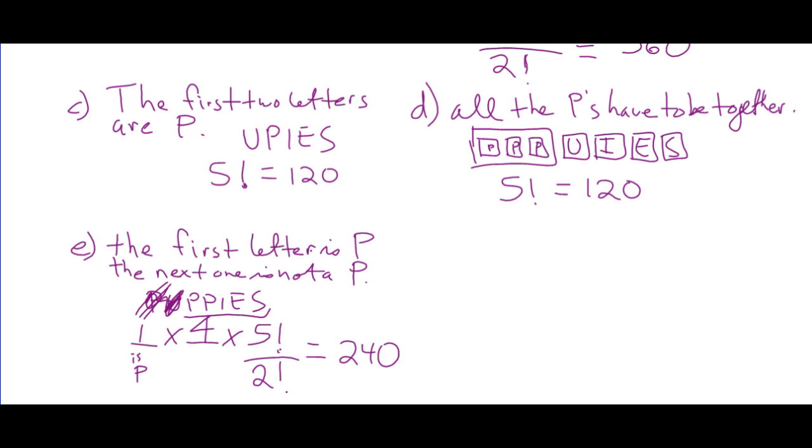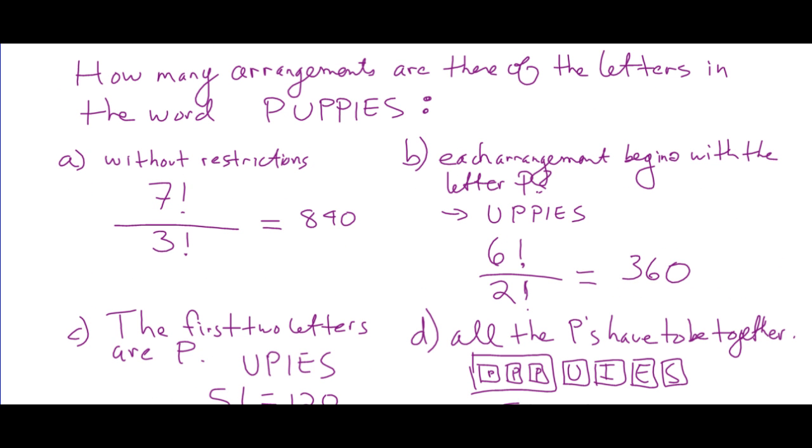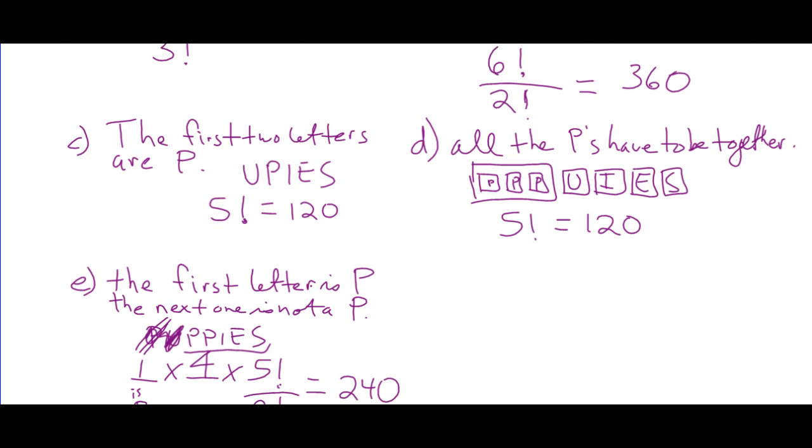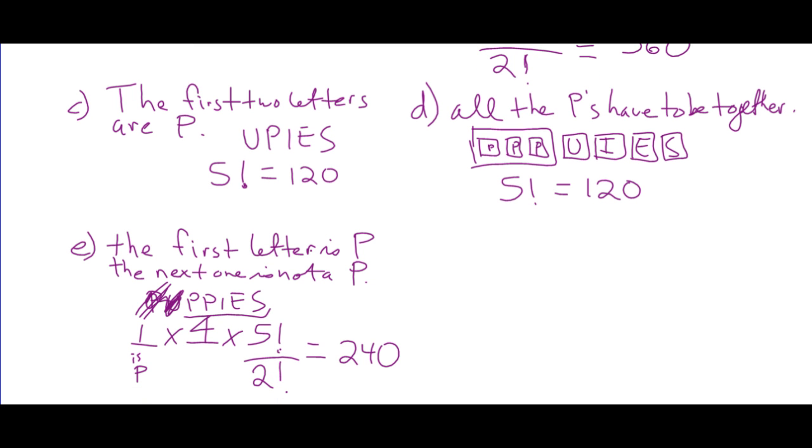Or the first letter is a P, this one here. Each arrangement begins with the letter P. Can I have 2 P's? Yeah, they didn't say it couldn't. This one could say begins with exactly one P. So that's just another way to phrase this. First letter is a P, the second one isn't. Or we could say begins with exactly one P.